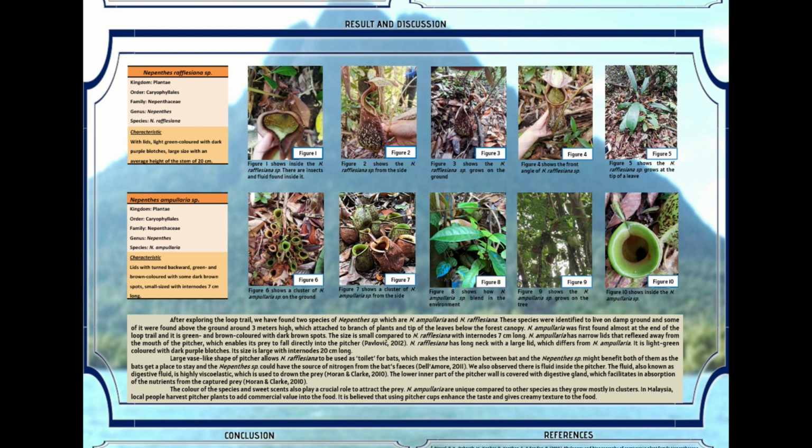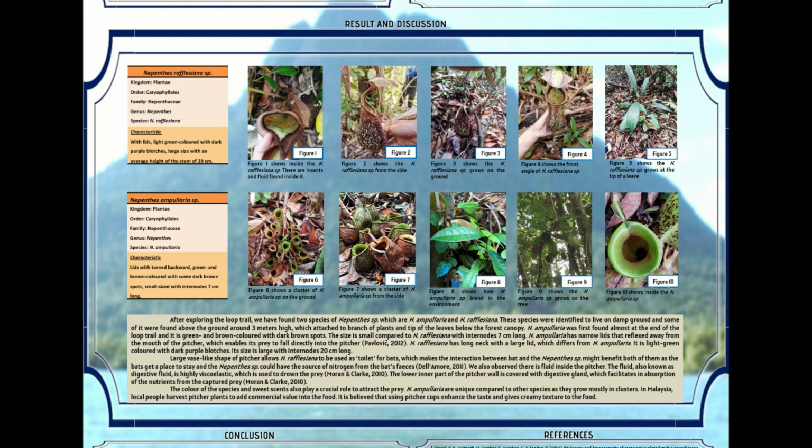We also observe there is fluid inside the pitcher. The fluid, also known as digestive fluid, is highly viscoelastic, which is used to drown the prey. The lower inner part of the pitcher wall is covered with digestive glands, which facilitate the absorption of the nutrients from the captured prey. The color of the species and sweet scents also play a crucial role to attract the prey. Nepenthes ampullaria are unique compared to other species as they grow mostly in clusters.